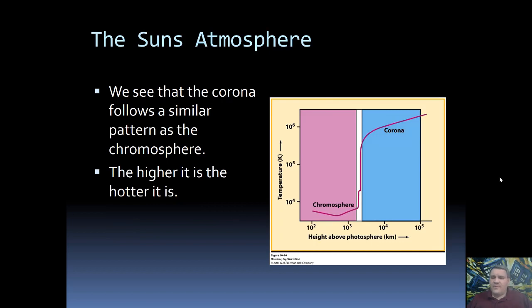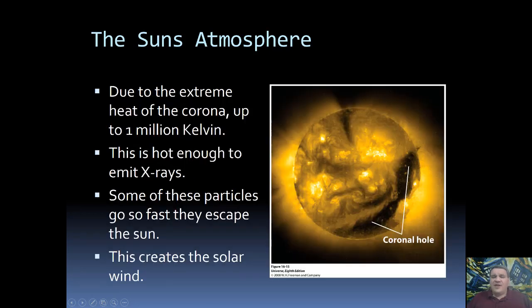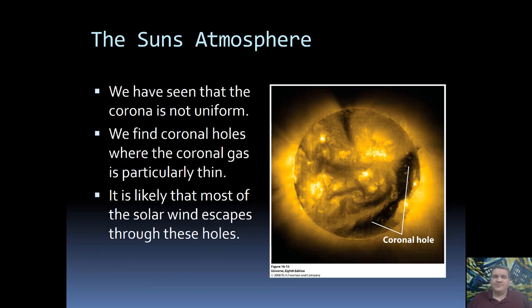Now, as we look in the corona, we see a similar trend to the chromosphere, where the higher we go, the hotter it becomes. Because of the extreme temperature, up to 1 million Kelvin, it is so hot that it's actually producing X-rays. Remember, the hotter something is, the shorter wavelengths the peak becomes. So the corona is actually giving off X-rays. Some of these particles blasting off of the corona can actually go so fast that they actually escape, which is what creates the solar wind.